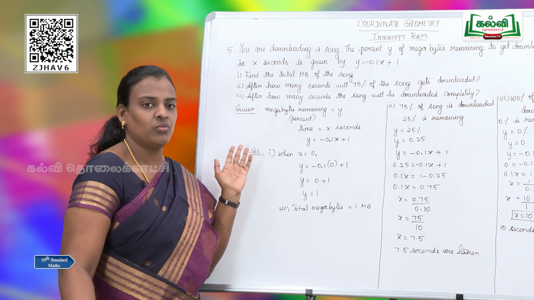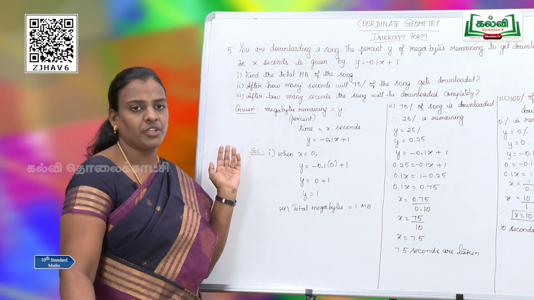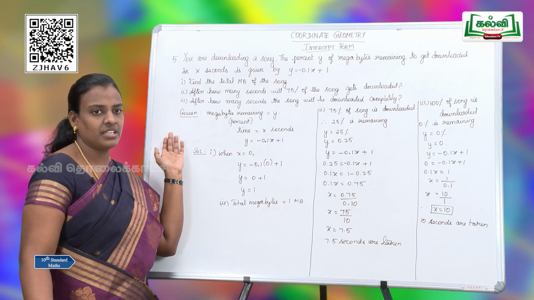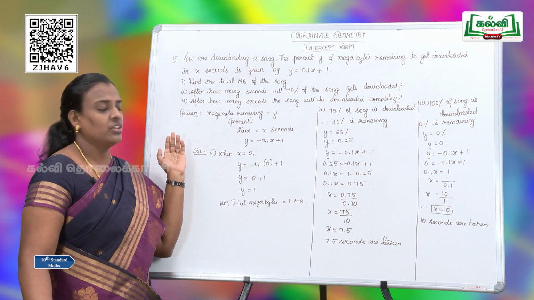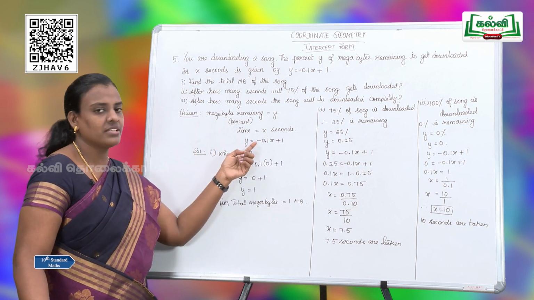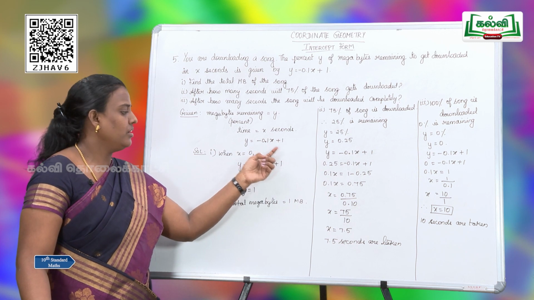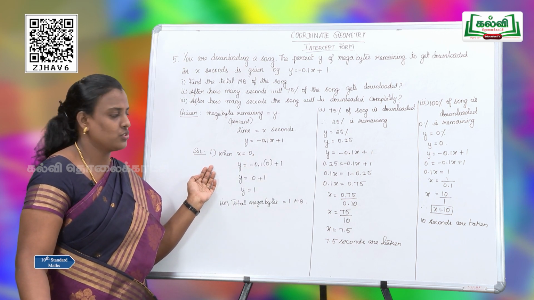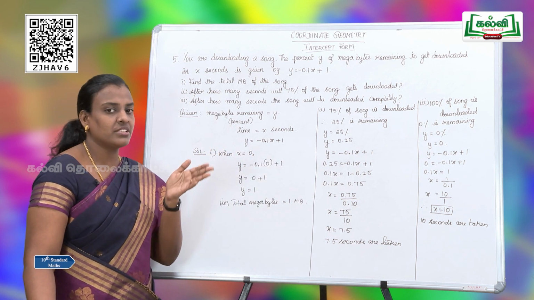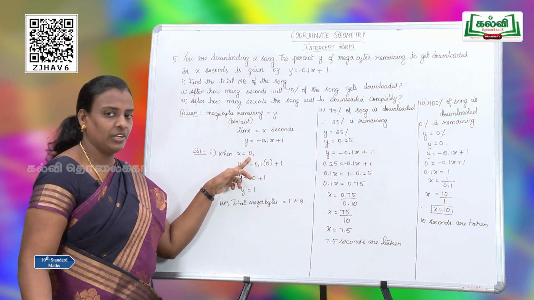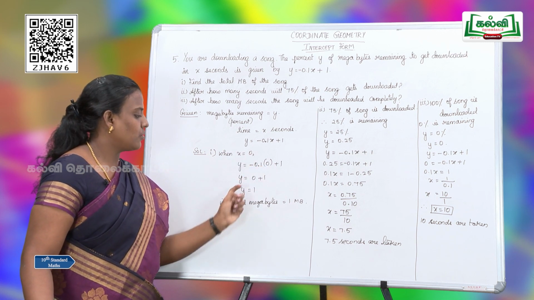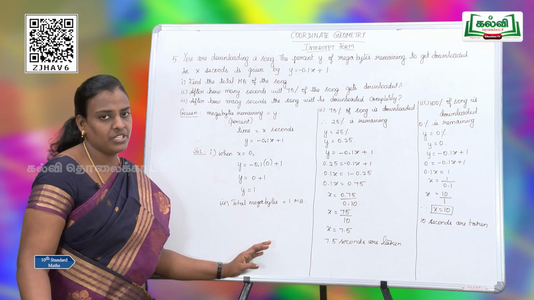You are used to downloading songs from the internet or from YouTube, isn't it? So, you can easily understand this question. The question says Y is given as minus 0.1x plus 1. You are going to find the total MB of the song. Total MB means the time has not started. So, x is equal to 0. Substitute x is equal to 0, you get the total megabytes of the song.